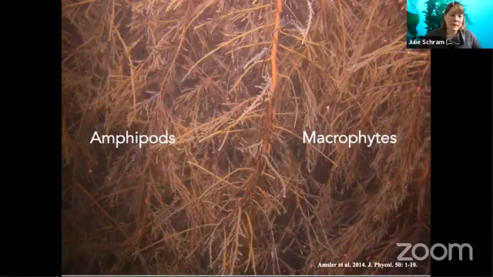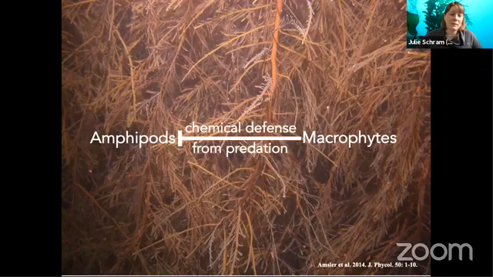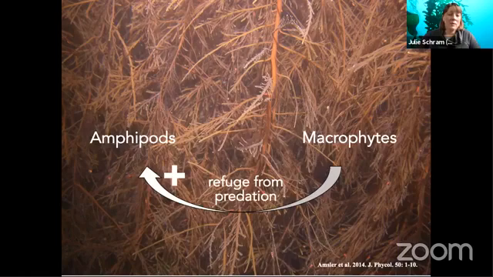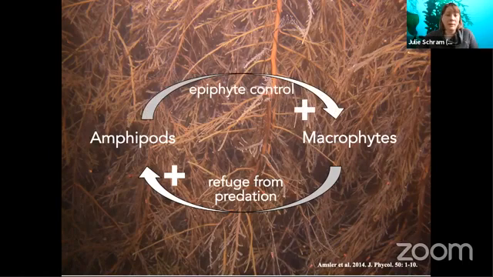In this system, previous work has suggested that these macrophytes are producing chemical defenses that prevent predation. It's not only preventing predation from amphipods, it's preventing predation from other organisms. The thought is that amphipods are associating with these large seaweeds and getting a refuge from predation. In turn, the amphipods are providing epiphyte control.